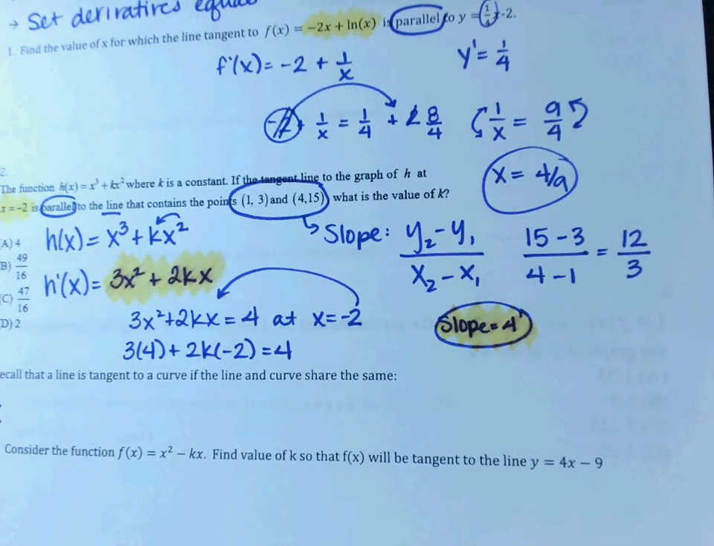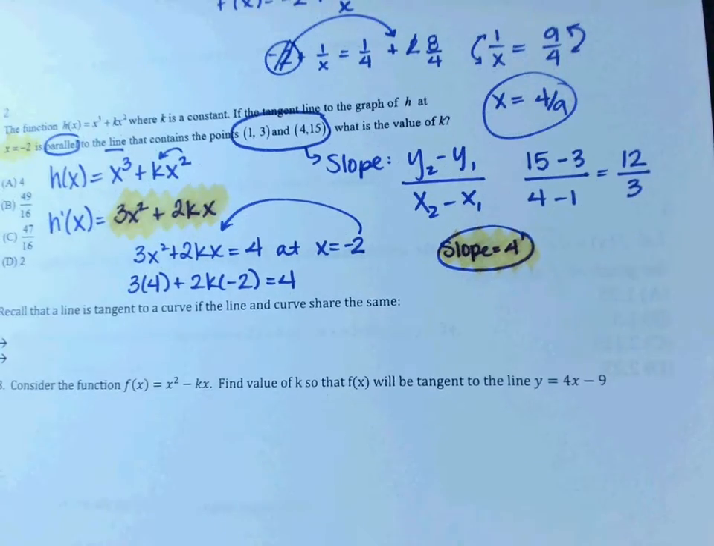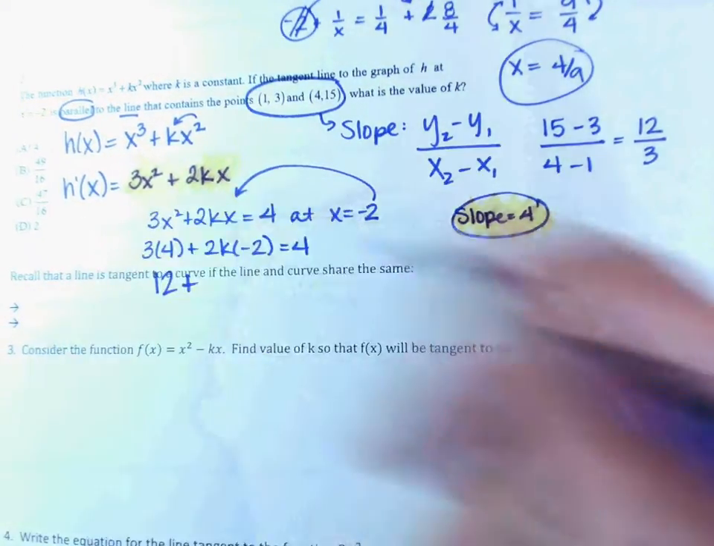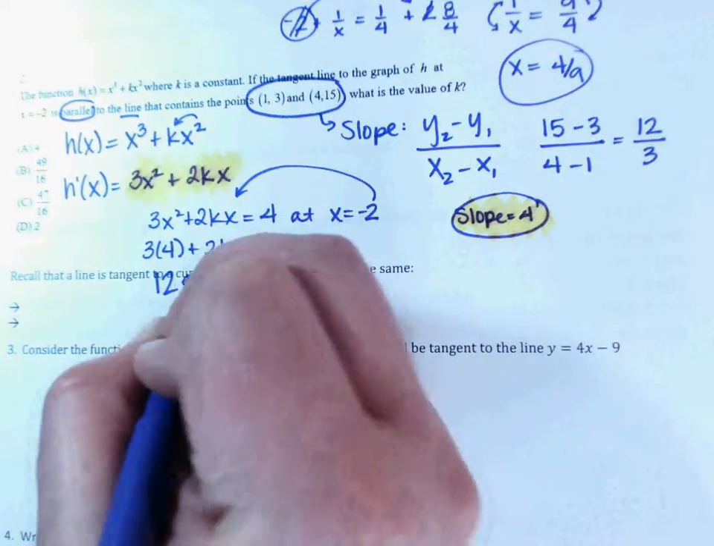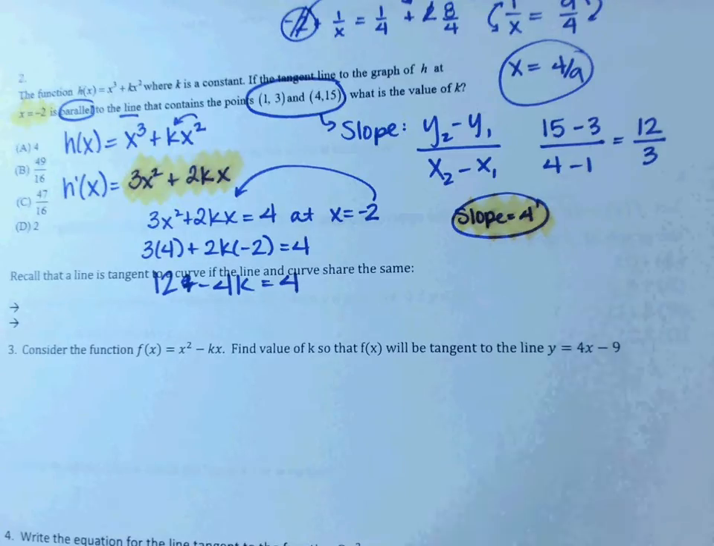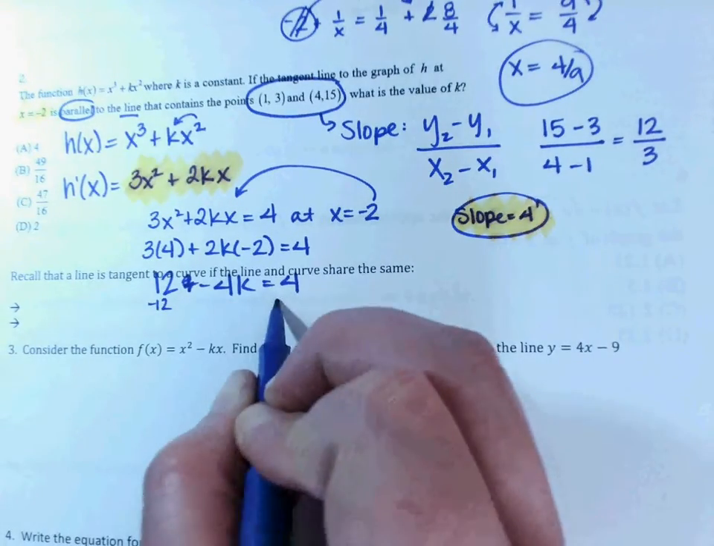Okay, so remember that slope between points, you can still find it. If it's an equation, you're taking the derivative. So 3 times 4 gives me 12 here. This is going to give me negative 4k. What would my next step be from there? Subtract 12 on both sides. Subtract the 12.